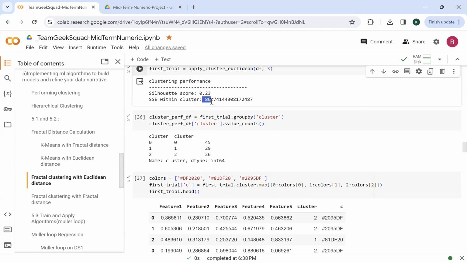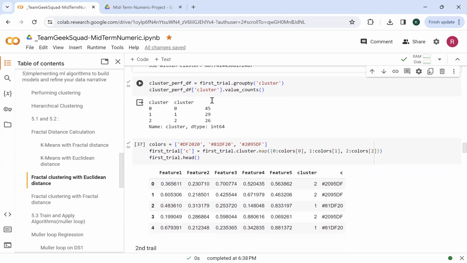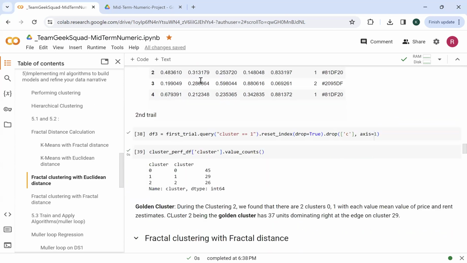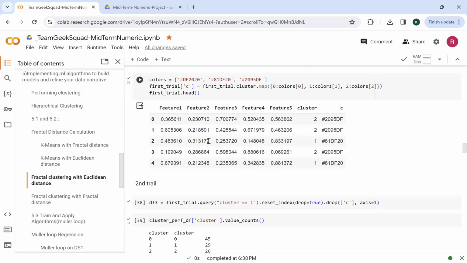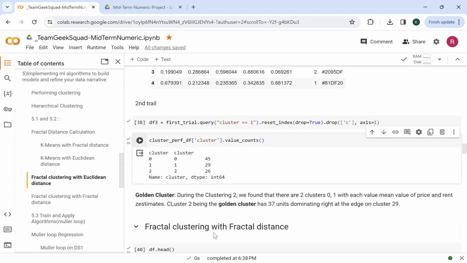So we believe this is not bad. The value of SSC within the cluster is not bad, which suggests that the model has very few errors and the clusters are tighter. But anyway, we want to improve the score, so we'll perform a second trial. In that, we found the values for it. Here we have three rounds of clusters, and we can say that 45 comes under the golden cluster because it dominates the other two units.